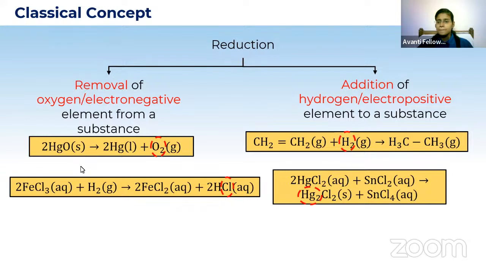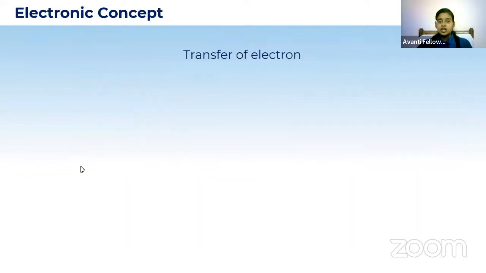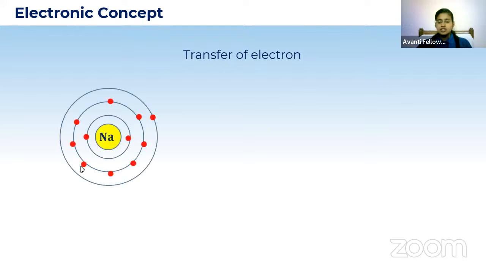Okay, fine. So now let's go ahead with the electronic concept of reduction and oxidation. Electronic concept means electron is going to get transferred. So it is an electron transfer concept. Electronic concept is nothing but electron transfer concept. So according to this electron transfer concept, to understand the definition of oxidation, I will take one element. So I have taken sodium.